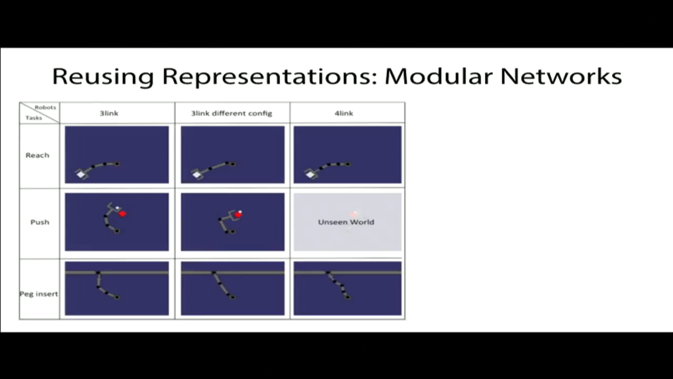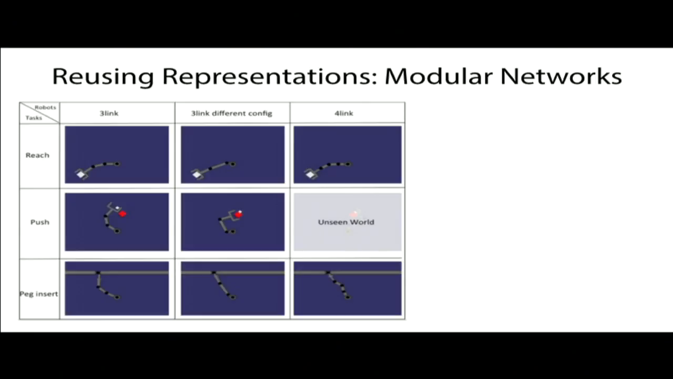Just one more question. Would it be impossible to just have one network and train it on everything? Because the robots have different action spaces. Yeah, the robots have different action spaces in this case, and also the tasks are different.